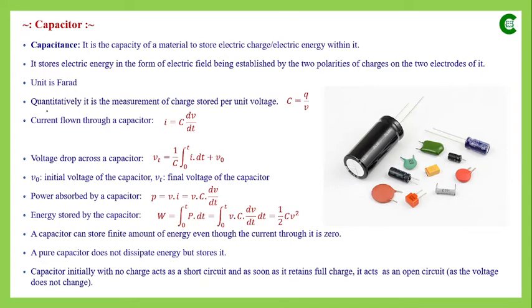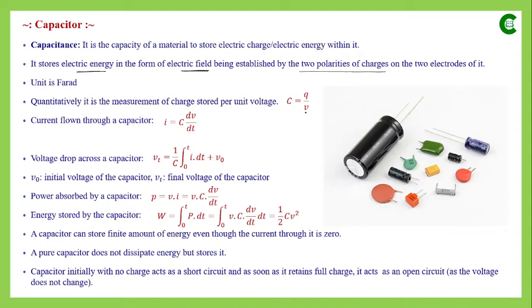We can also say that it stores electrical energy in the form of an electric field that is produced or established by the two polarities of the charges on its two electrodes. And we know that the unit of capacitance is the farad, and sometimes it is represented as millifarad or microfarad. 1 millifarad is 10 to the power minus 3 farad, and 1 microfarad is 10 to the power minus 6 farad. Quantitatively, it is the measurement of charge stored per unit voltage. So it is an important relationship in the case of a capacitor.